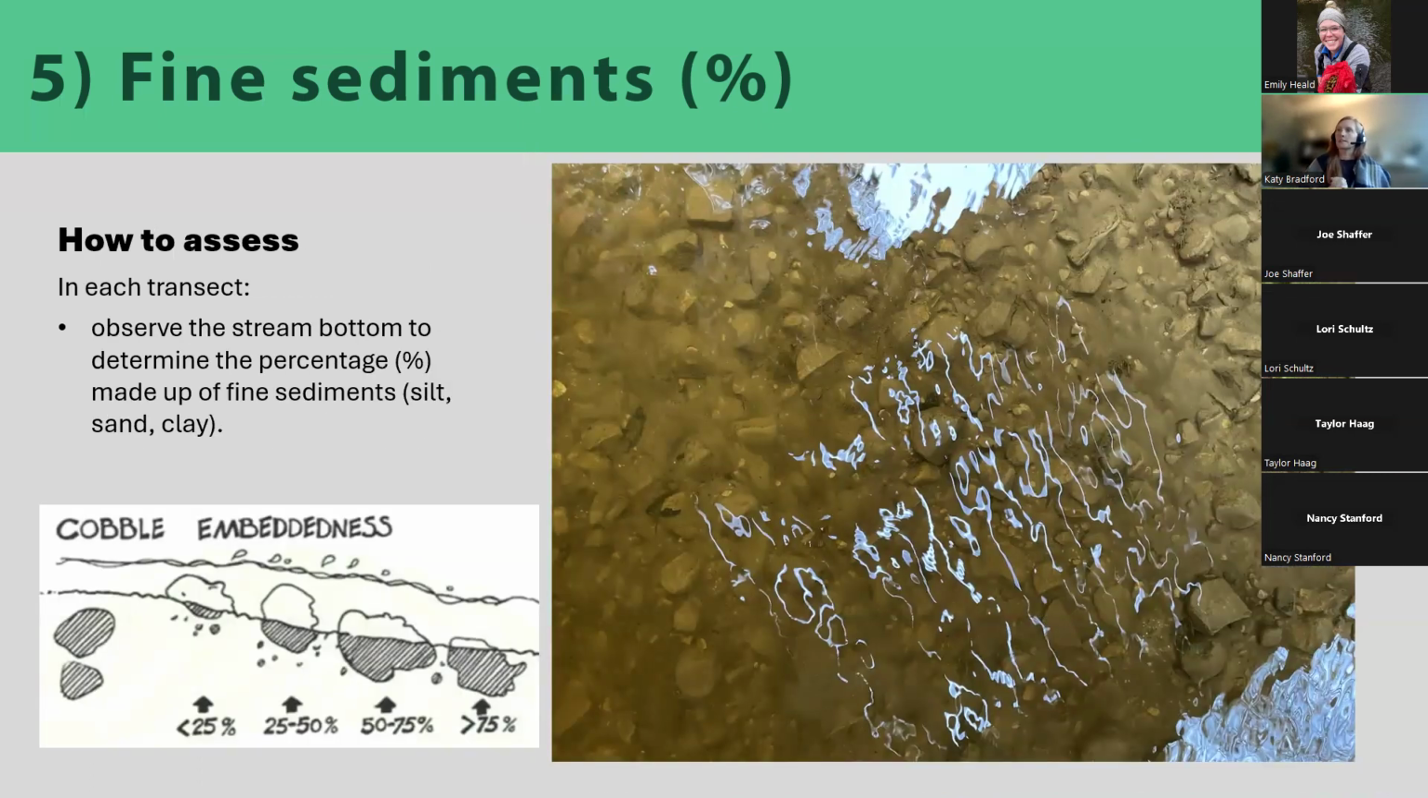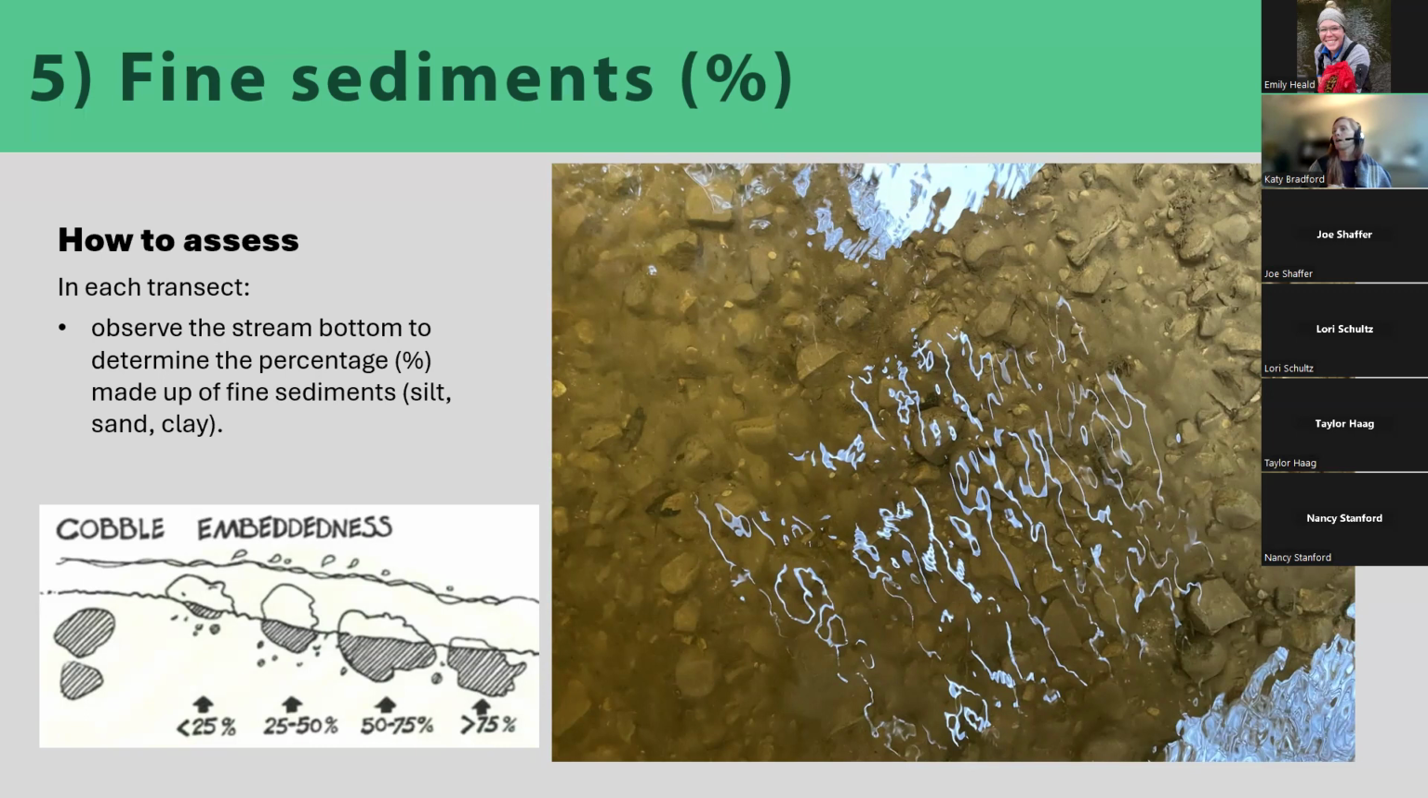So how to assess this? In your 44-foot transect, you'll walk it with your partner, and you're going to look at the stream bottom and determine on average the percent of that stream bottom made up of fine sediments: sand, silt, or clay. The picture on the right is one part of the stream we were assessing the other week. You can see that there are rocks on the stream bottom, but there's a ton of those fine silty sediments filling in the spaces in between the rocks and smothering that habitat.